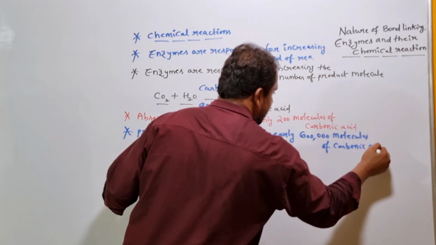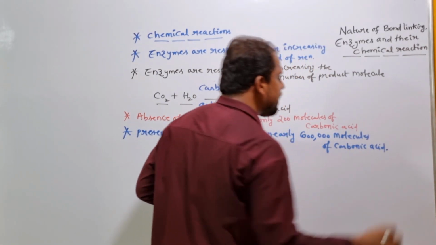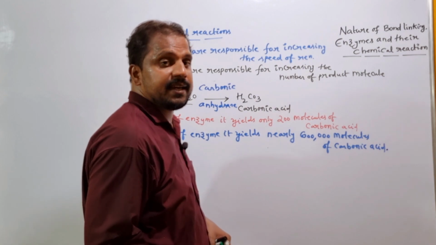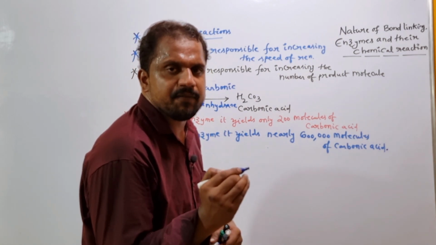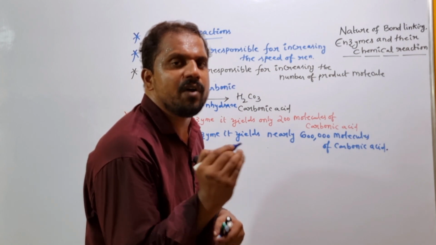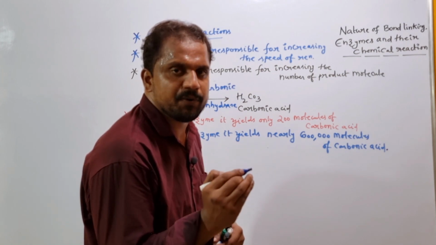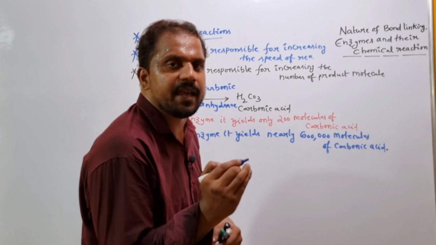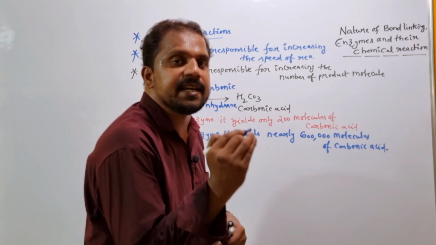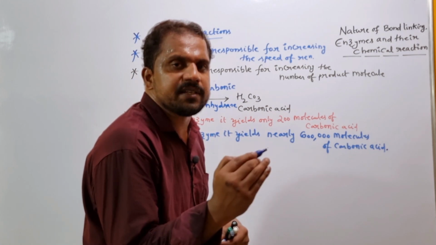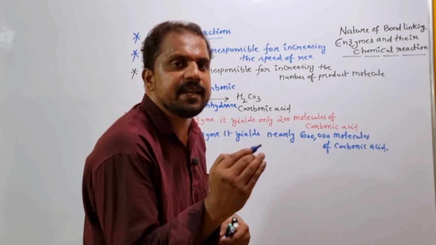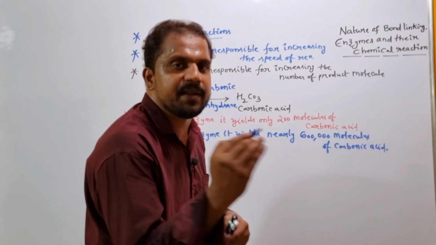Is it clear? So here the number of product molecules has increased nearly 10 million times in the presence of enzyme. In the absence of carbonic anhydrase, only 200 molecules of carbonic acid are produced. But in the presence of carbonic anhydrase, nearly 600,000 molecules of carbonic acid are produced. That means the production of carbonic acid has increased nearly 10 million times in the presence of enzyme.